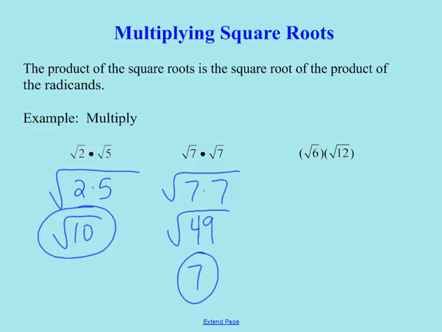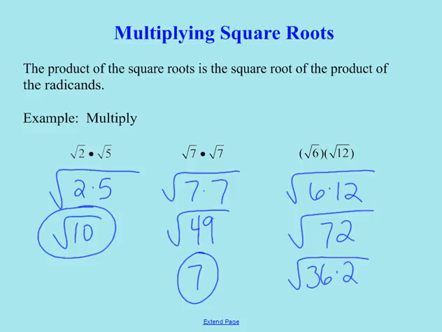And finally, we have the square root of 6 times the square root of 12. That's going to be the square root of 6 times 12, which is the square root of 72. Now, we need to ask ourselves, are there any perfect squares that are factors of 72? The answer is yes. And in fact, the largest perfect square that is a factor of 72 would be 36, because 36 times 2 is 72. 36 is a perfect square because it is 6 times 6.